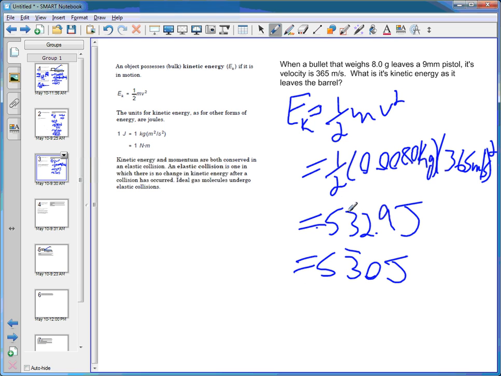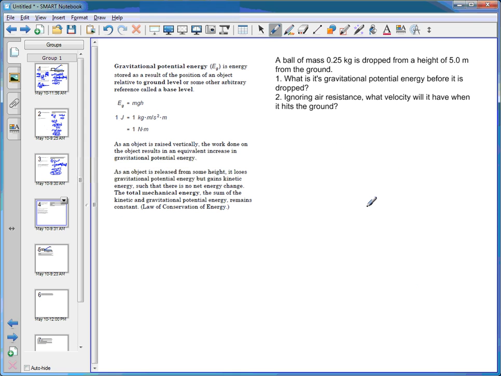The final concept that we've talked about in this unit is gravitational potential energy. Gravitational potential energy is the energy stored as a result of the position of an object relative to the ground or some other arbitrary reference. Generally, though, we do measure gravitational potential energy relative to the ground.